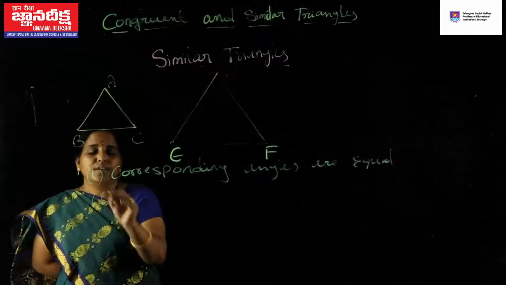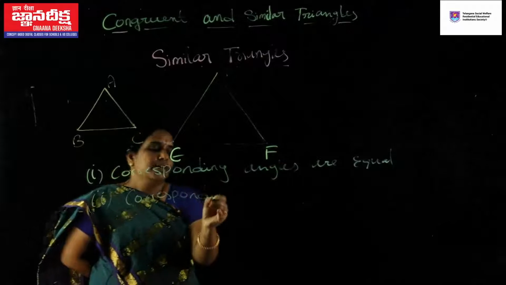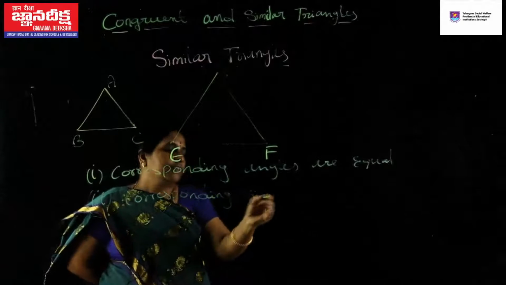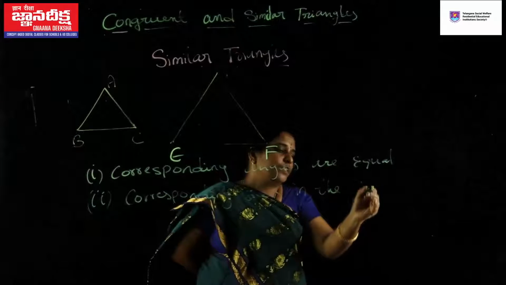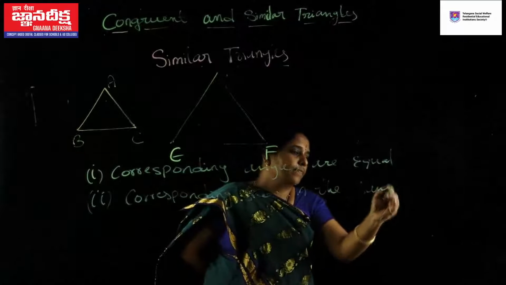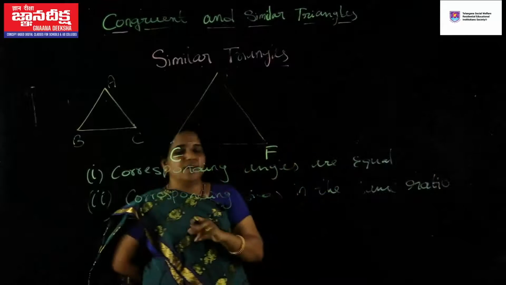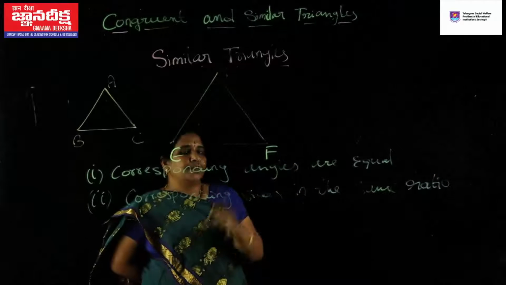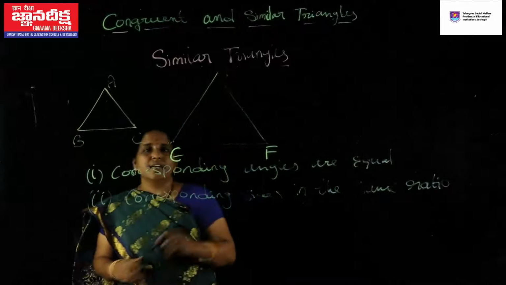And second rule, the corresponding sides must be in the same ratio. The angles must be equal and the sides must be in the same ratio. If these two rules are satisfied, then we say that the two triangles are similar.